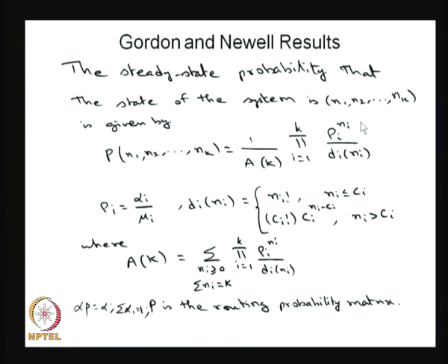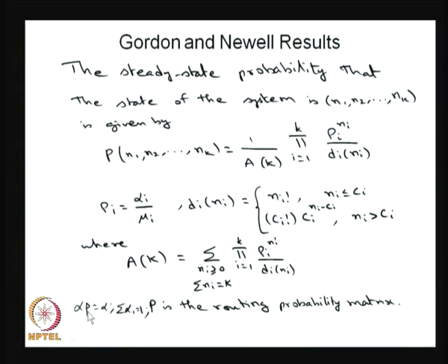Here also you can get the product form solution, and the joint distribution of the system size is the product of rho i to the power n i divided by d i of n i for the k nodes. The small k is the number of nodes in the system, and the capital K is the total number of population. Here these A K are nothing but the normalizing constant, and the rho i's are alpha i divided by mu i, and alpha you can calculate by solving this equation, where P is the routing probability matrix.